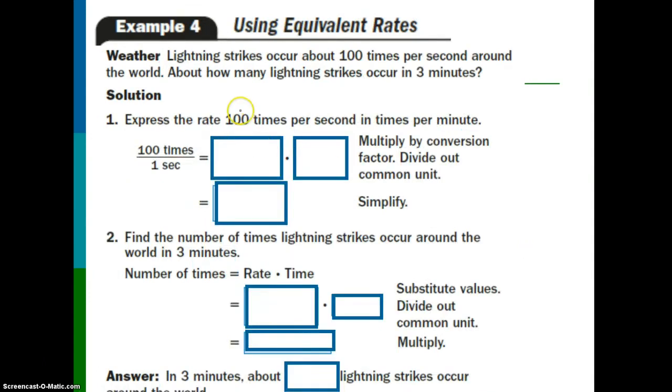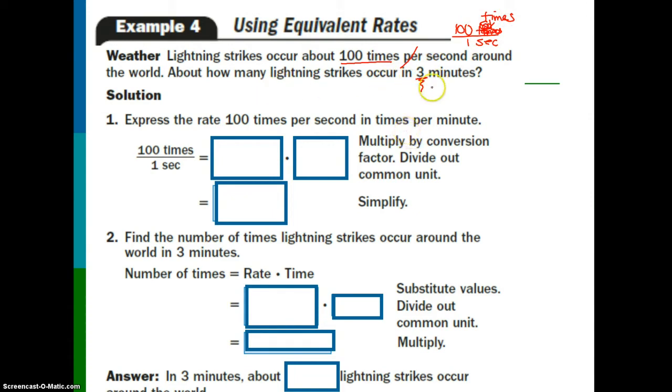Let's look at another one. And this time I'm going to use the equivalent rate. Lightning strikes occur about 100 times per second. Okay, and again, this per, that's showing you your ratio. 100 times per 1 second. You can even say 100 strikes. They put times. Around the world. How many strikes occur in 3 minutes?